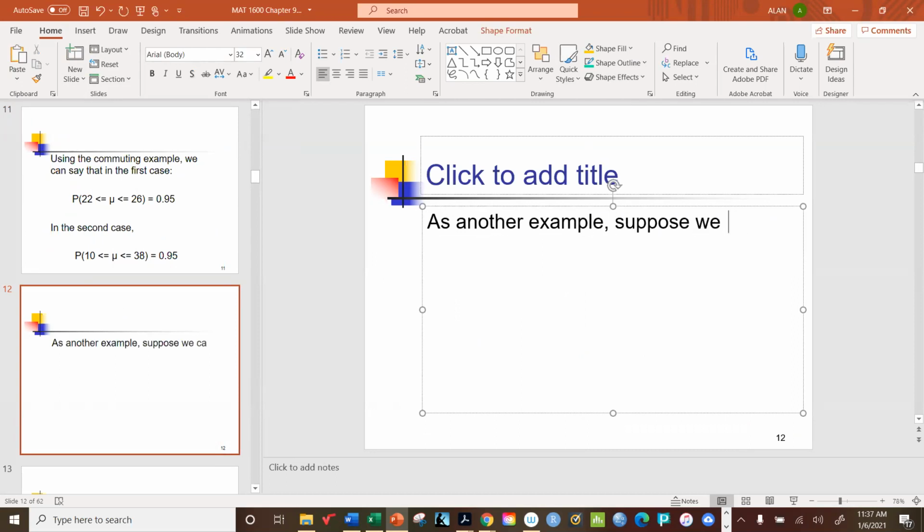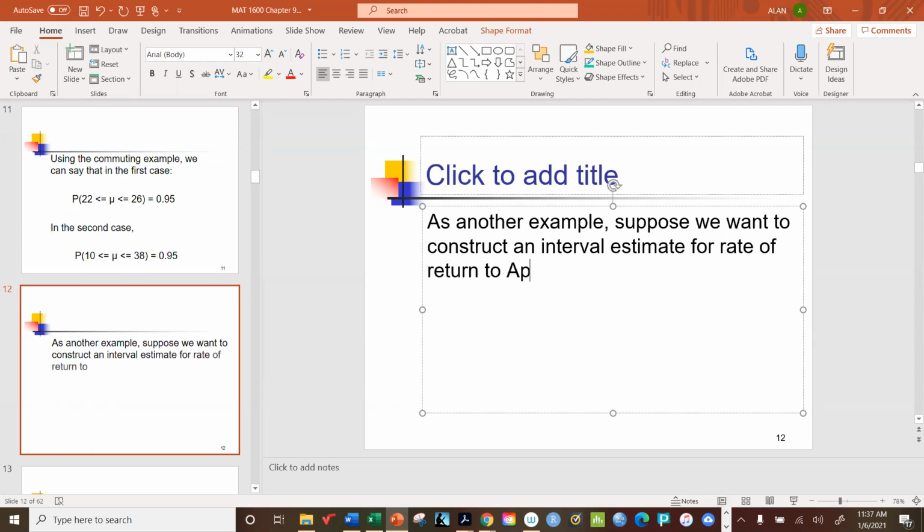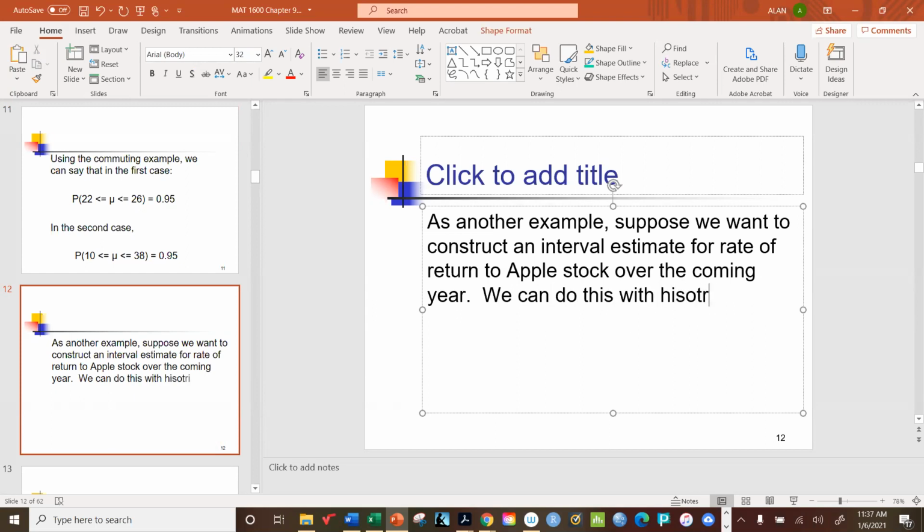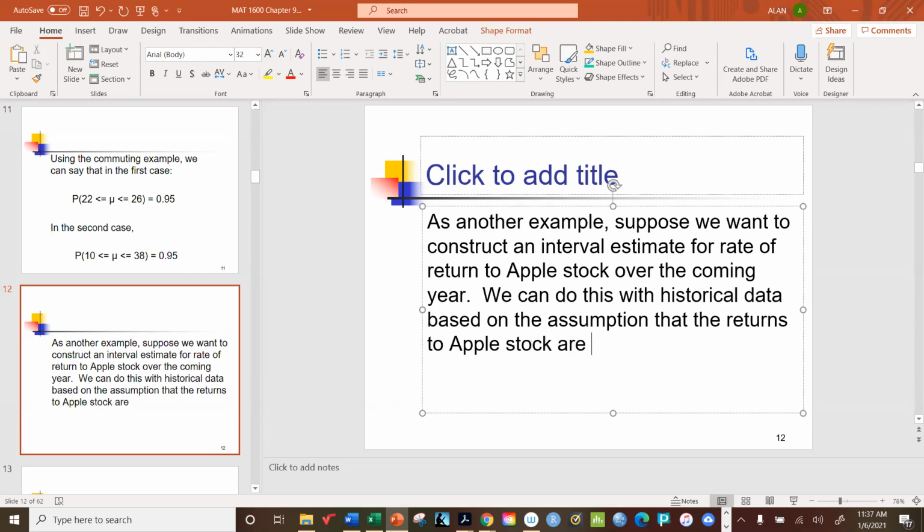Suppose we want to know a 95% interval estimate, or how about this, for the price or the rate of return to Apple stock over the coming year. We can do this with historical data, but based on the assumption that the returns to Apple stock are normally distributed.